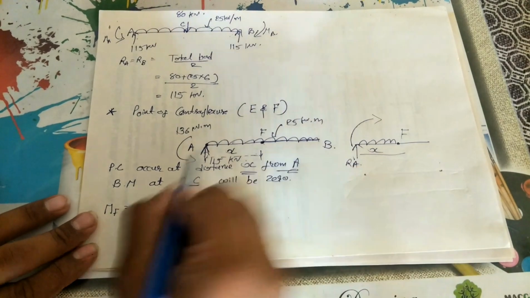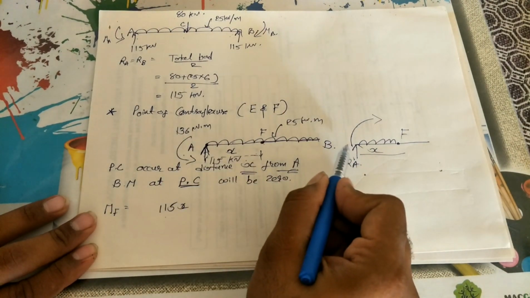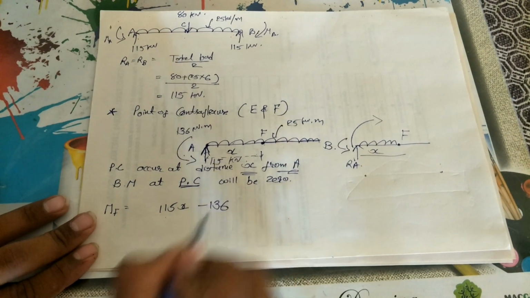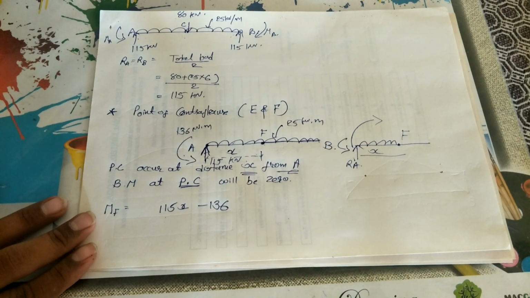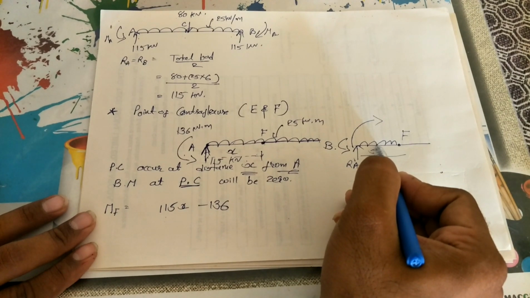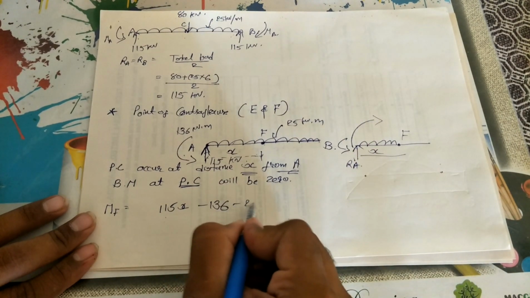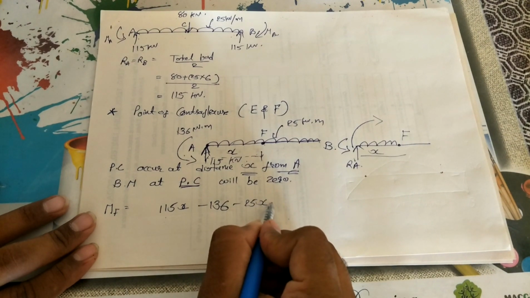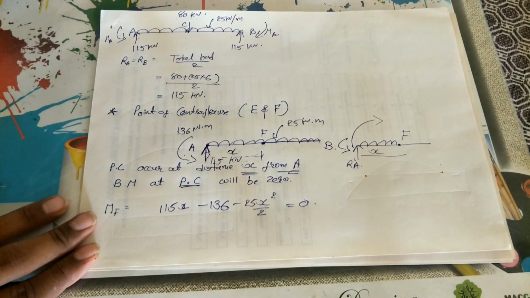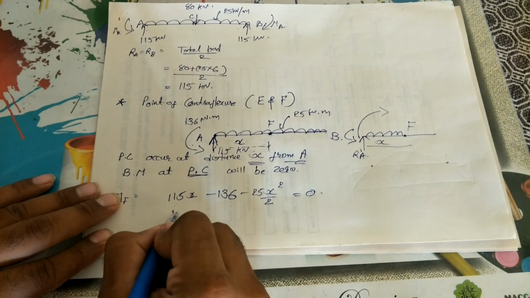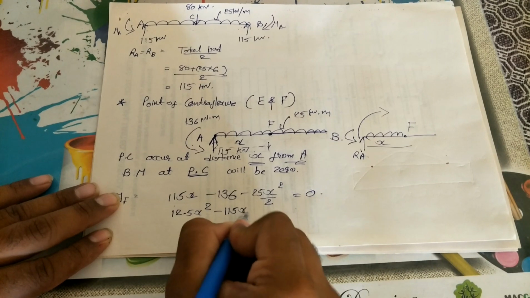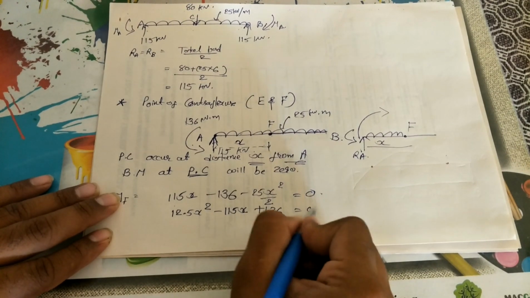At this point an anticlockwise moment is also acting, that is 136. Anticlockwise is negative, so I include minus 136. Up to F my UDL of 25 is also there, and the distance is X, so that is 25 into X by 2, that is 12.5 X square, equal to 0. So my equation becomes 12.5 X square minus 115 X plus 136 equals 0.